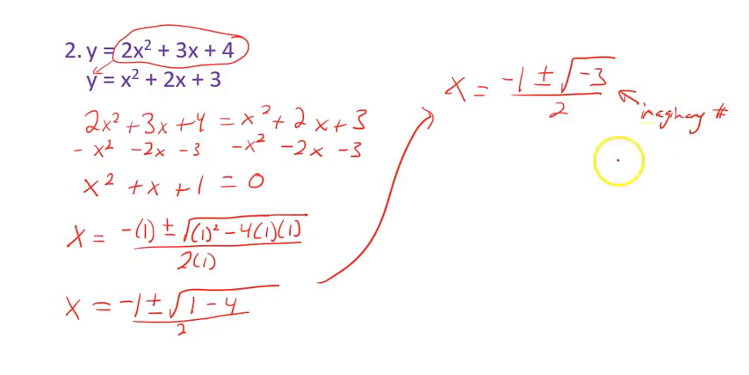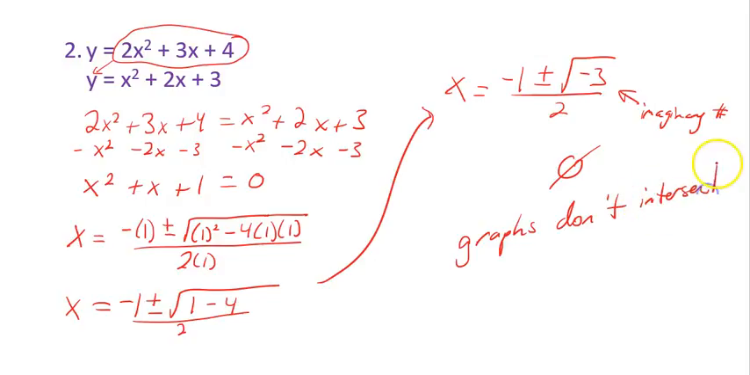And if you get one of those, that's also like a no solution. That means these graphs don't cross. They don't intersect anywhere. And I should probably use the mathematical word intersect. And so that is another situation where you would get a no solution. Okay, if you have i's as your answer, that's definitely no solution.